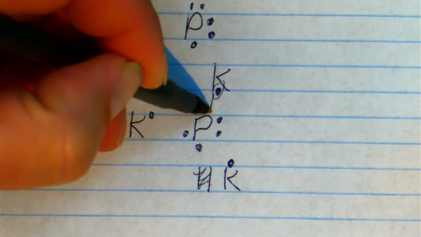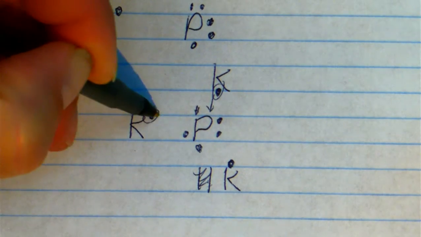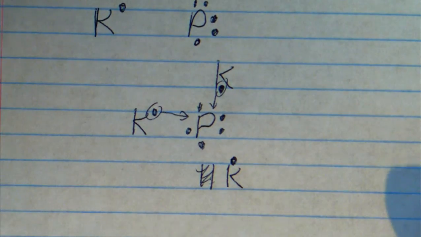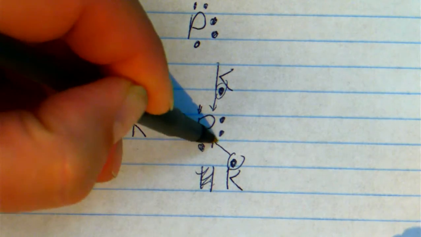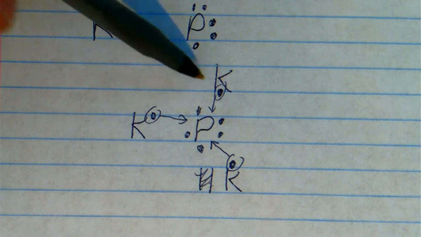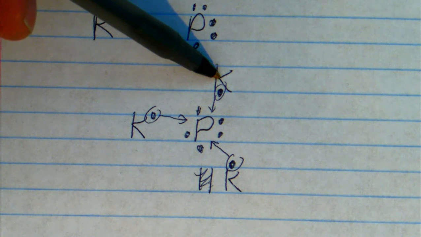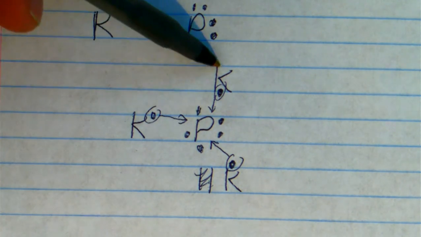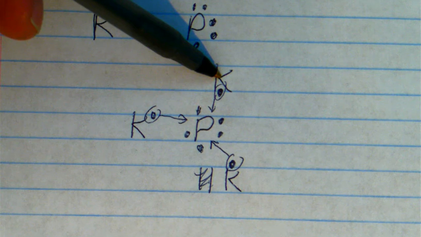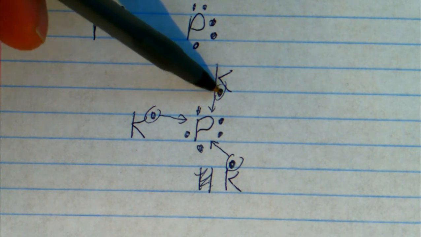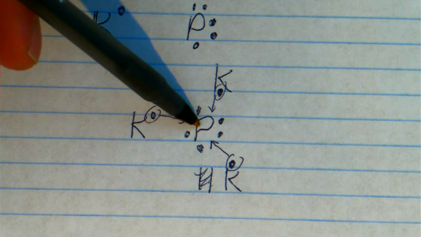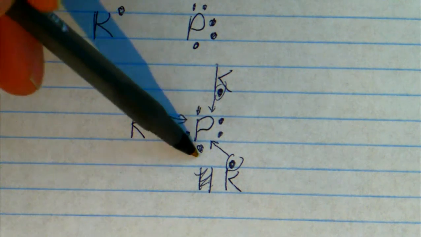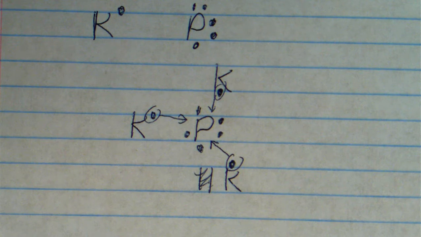Each potassium gives its electron, I'm sorry, I said phosphorus. Each potassium is K, phosphorus is P. Each potassium gives its 1 valence electron to phosphorus, which wants to gain 3 electrons.